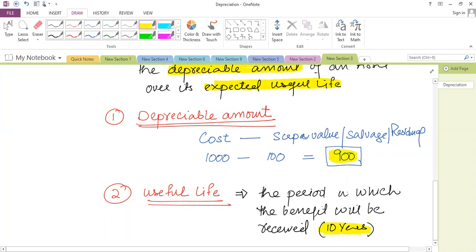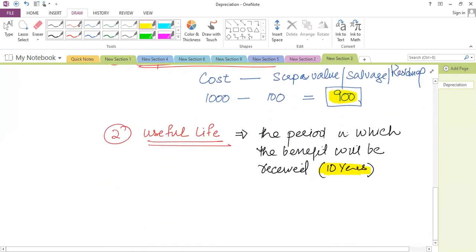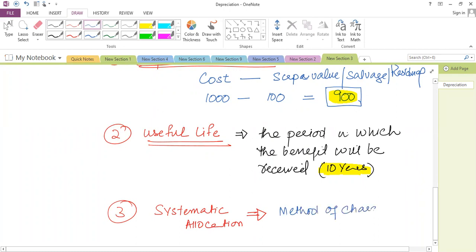But how can we do that? For that we need a method. This is called the systematic allocation. Now, the accounting standards that deal with depreciation will tell us which method is to be used. This refers to the method of charging depreciation. The method normally depends on how you are deriving the benefits from the asset.